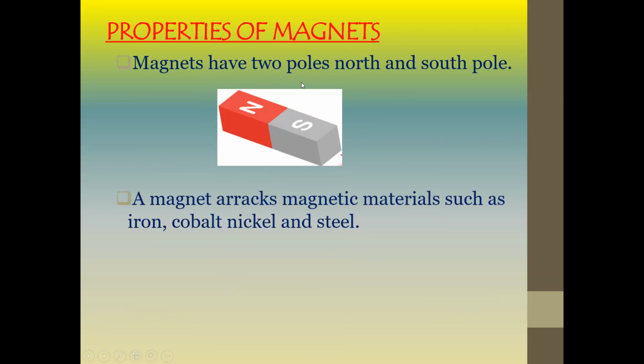And a magnet attracts magnetic material. And what are the magnetic materials? Such as iron, cobalt, nickel and steel. If we place these materials, because these are magnetic materials, they will be attracted towards the magnet.